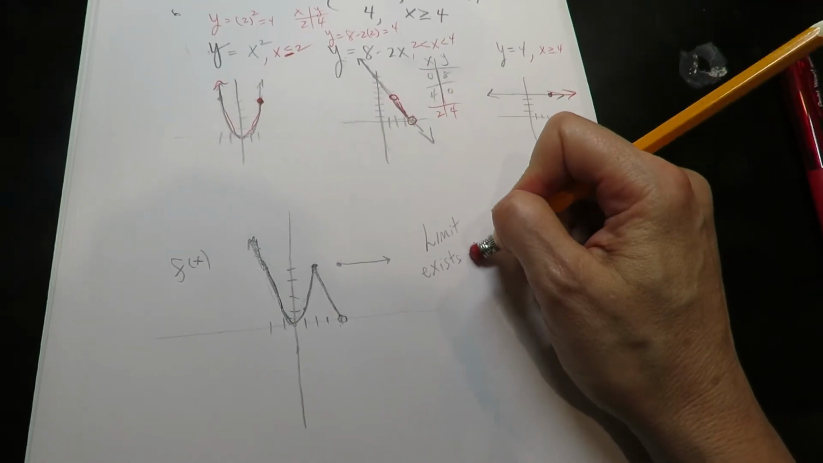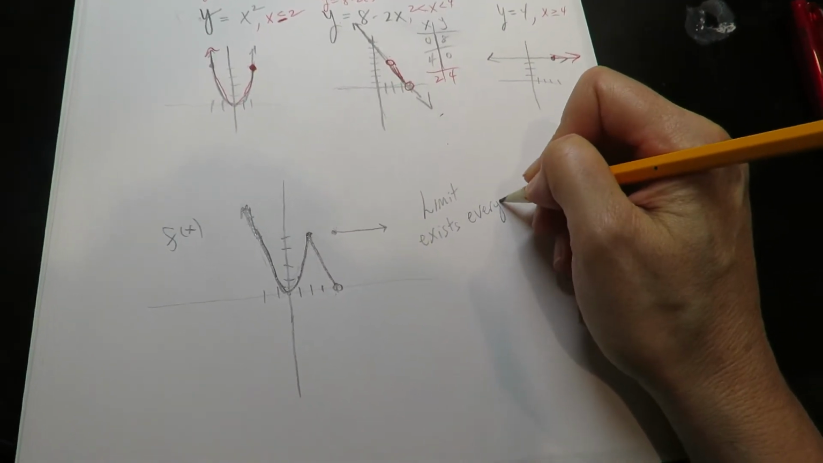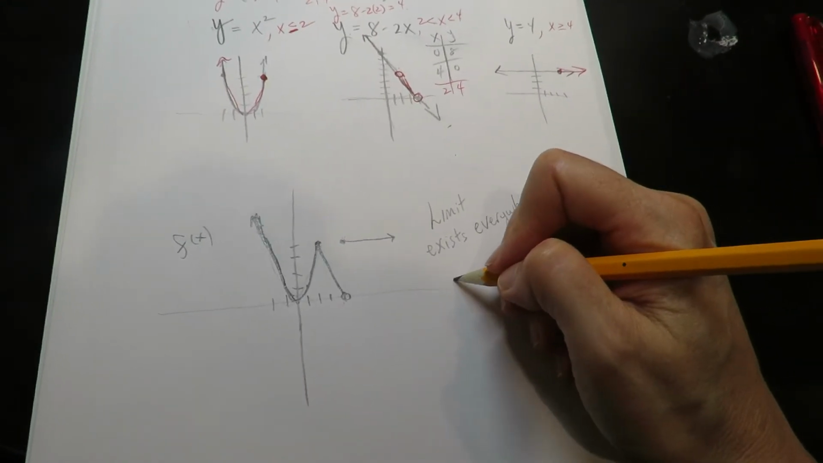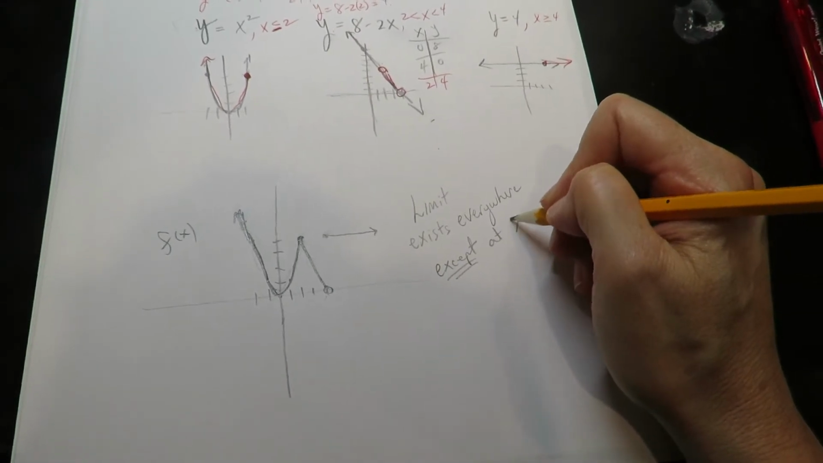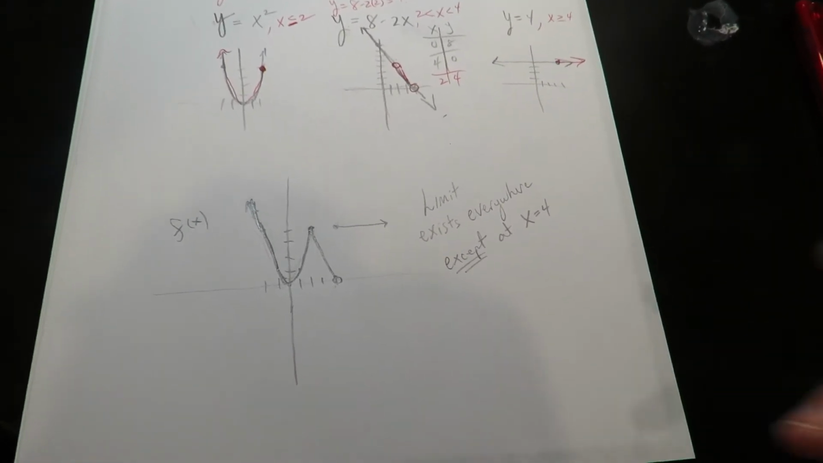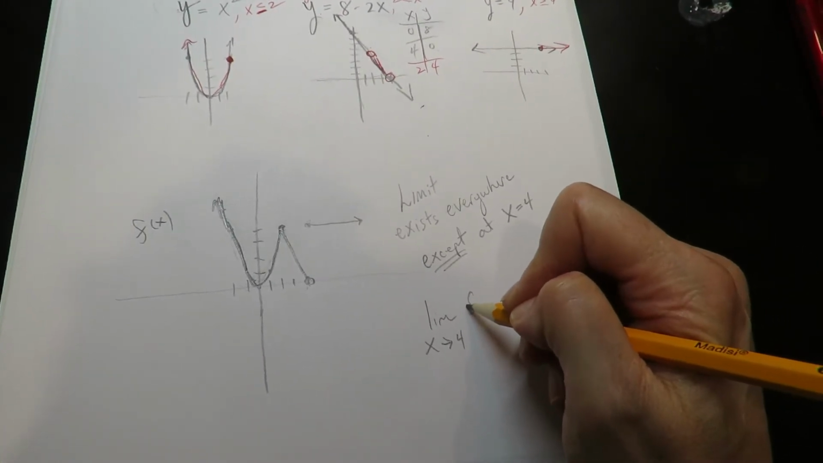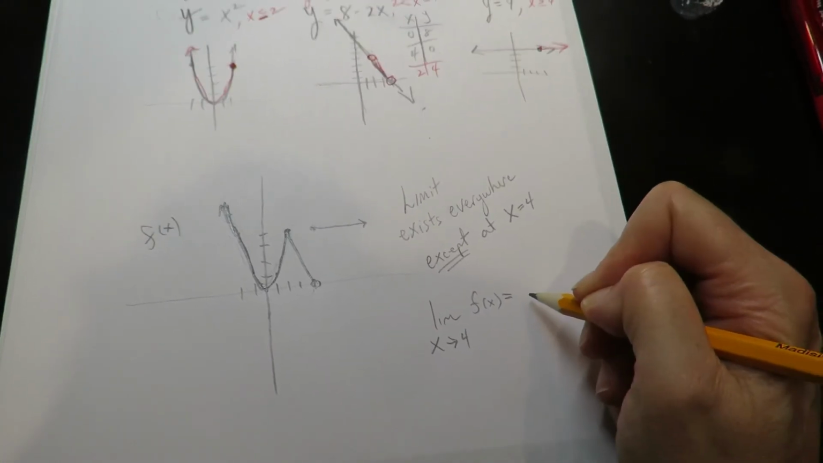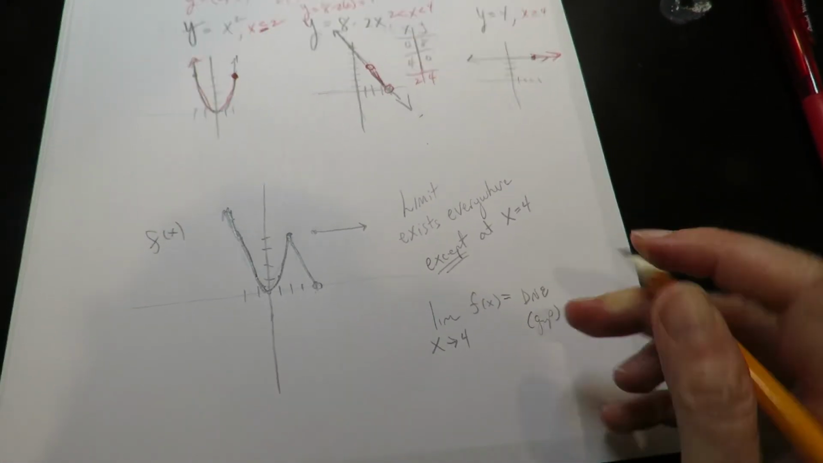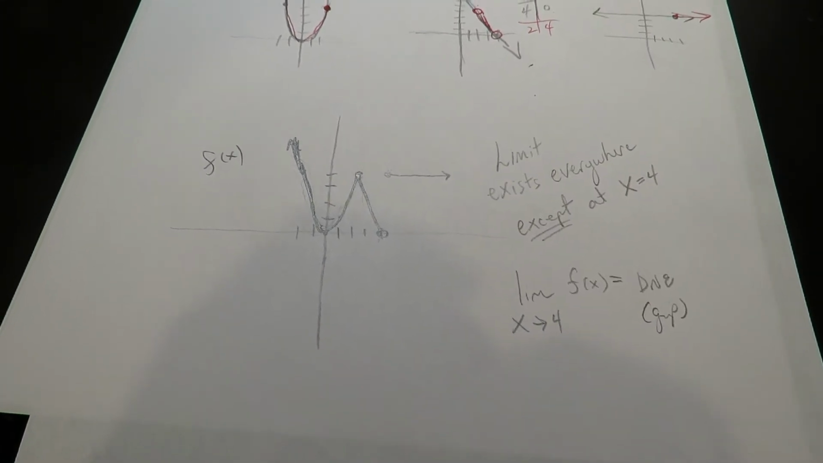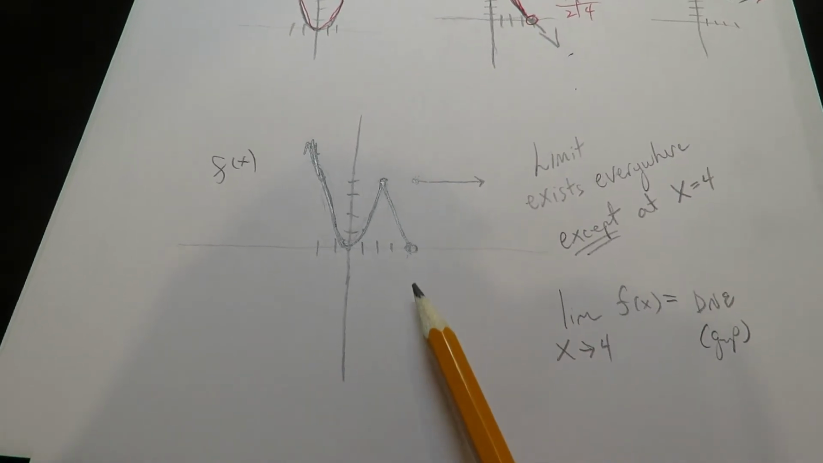Let me just say it that way. Limit exists everywhere except at x equals 4. So the limit as x goes to 4 on this function is DNE because you have a gap. Okay, so I can take the limit anywhere on this graph except at this one spot here.